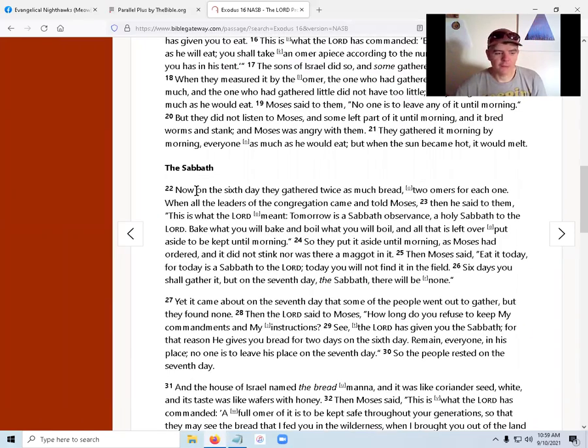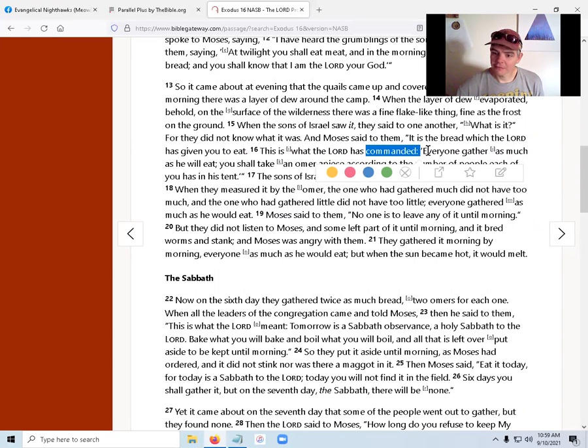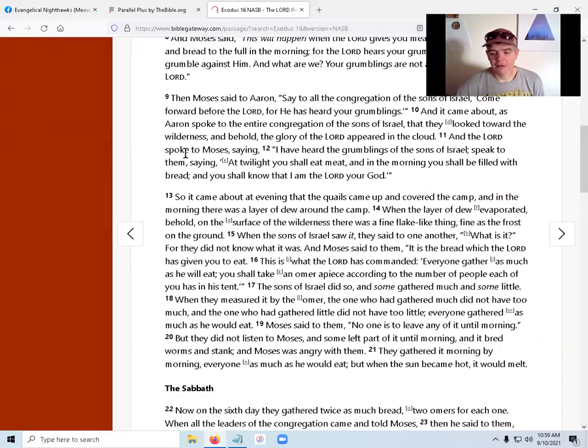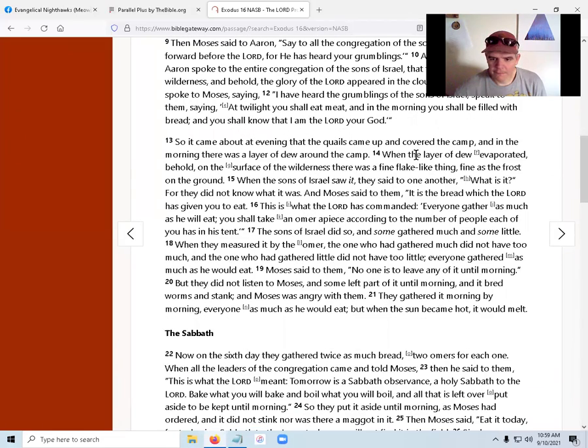Okay, now here's some law. This is what the Lord has commanded. So the people are grumbling, they're hungry. The Lord says, all the congregation come forward before me, for he has heard your grumblings. God has heard their grumblings. They came forward. Aaron spoke to the entire congregation. Moses is like, I can't talk that well, so he lets Aaron speak. Okay, I have heard your grumblings. Okay, where's the law?